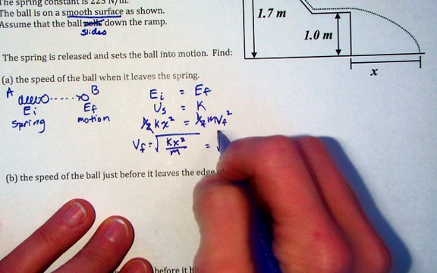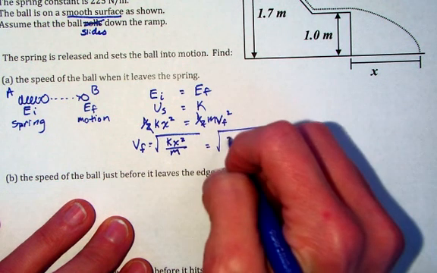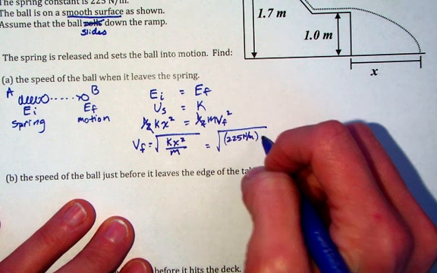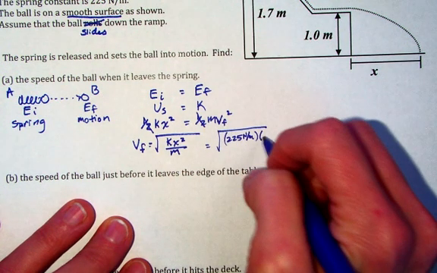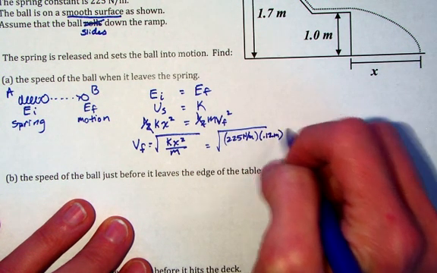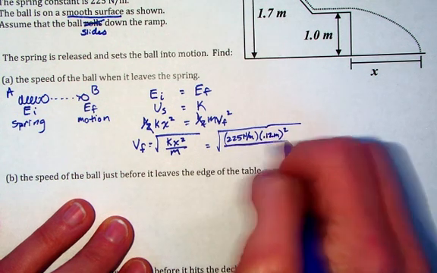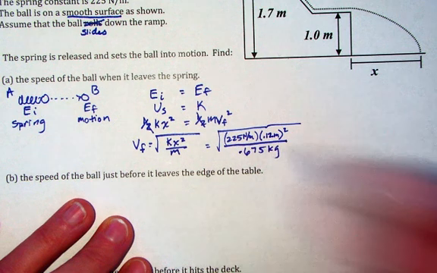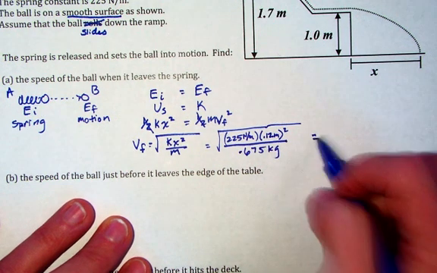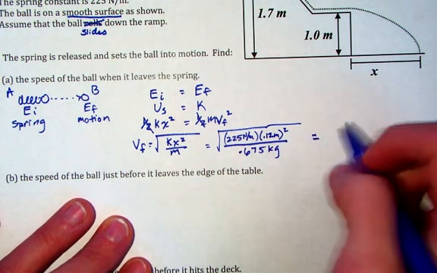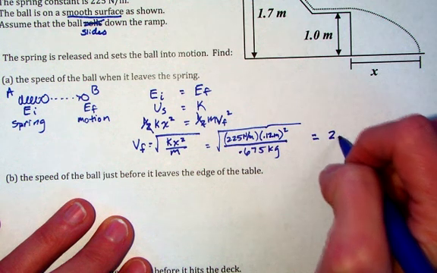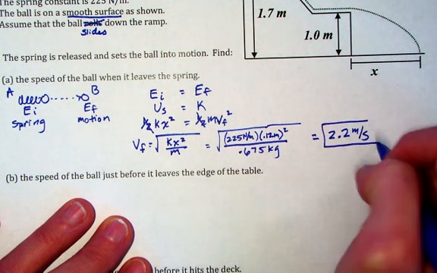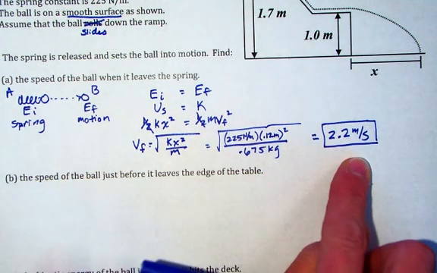So this equals the square root. k is 225 newtons per meter. x, the compression we said was 0.12 meters, we're going to square that. And then divided by the mass, 0.675 kilograms. So if you plug all of that in, you should end up with 2.2 meters per second. So this is my final velocity, the velocity at B.